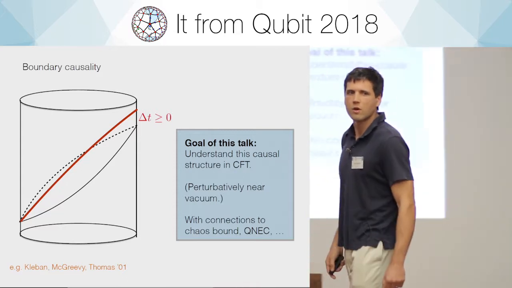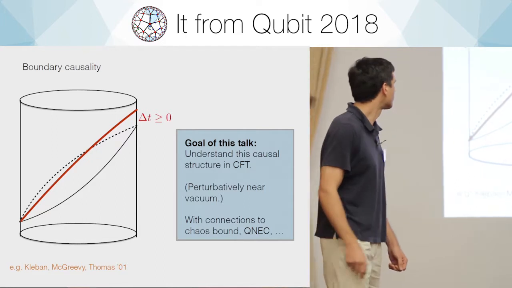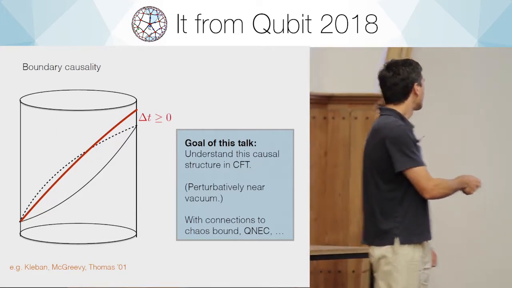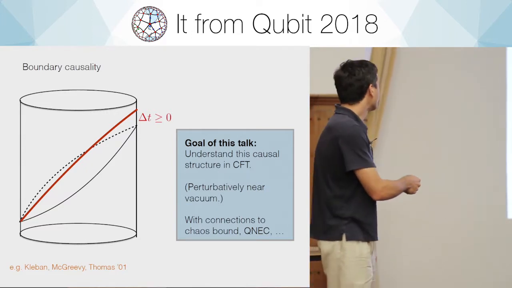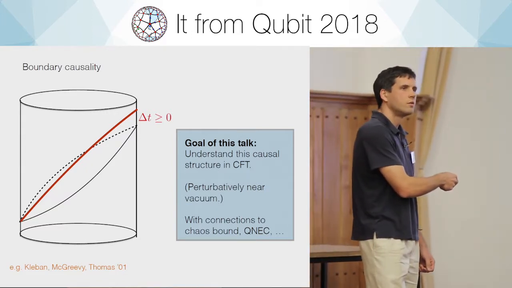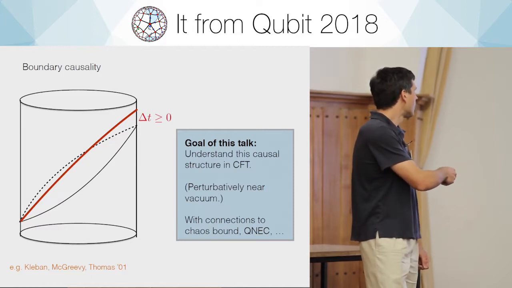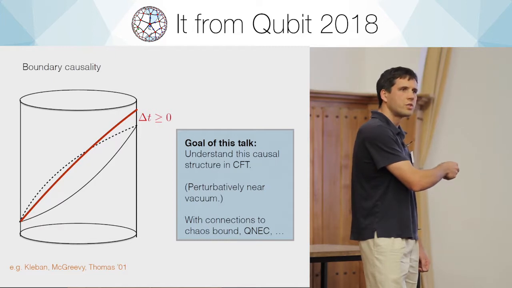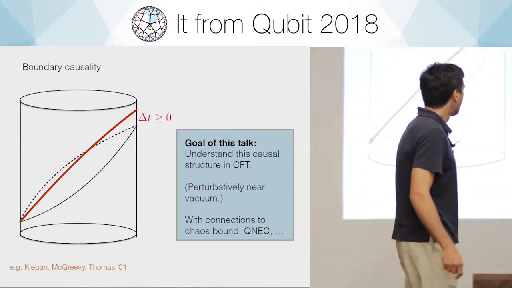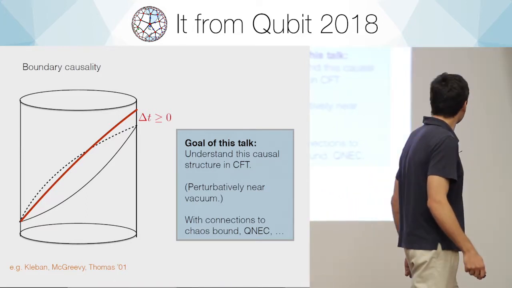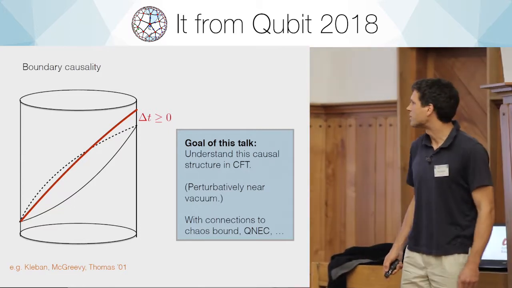So what I want to describe in this talk is to understand this causal structure for the CFT. I'm going to succeed only perturbatively near the vacuum state, or perturbatively in an expansion near the boundary. So when I talk about propagating deep into the bulk, I'm restricting to states that are basically linearized excitations of the AdS vacuum. The way the structure works is related to the chaos bound, QNEC, and other interesting constraints.